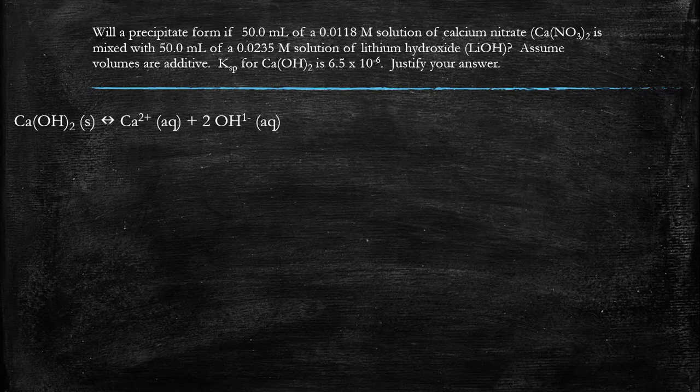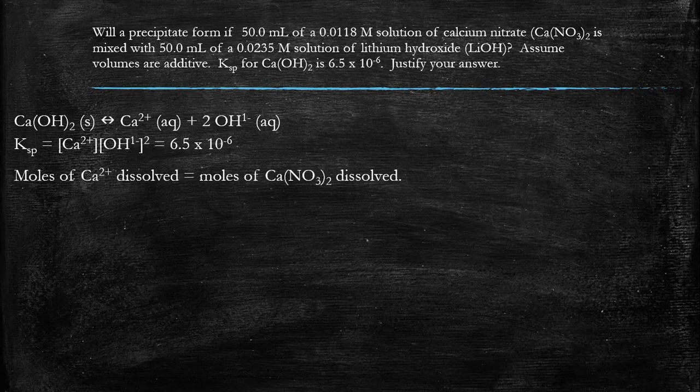The equation we're looking at is that calcium hydroxide solid dissociates into calcium 2 plus and 2 hydroxide ions. The equilibrium constant expression is the concentration of the calcium times the concentration of the hydroxide squared, and it equals 6.5 times 10 to the minus 6th.